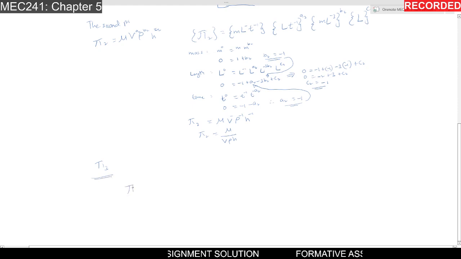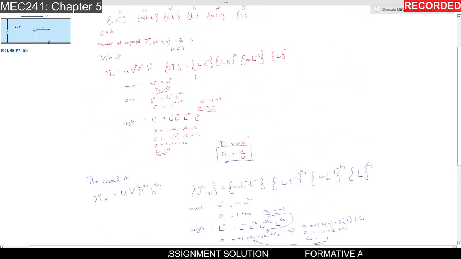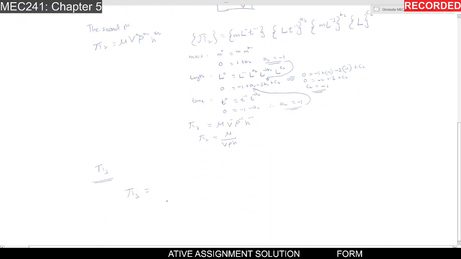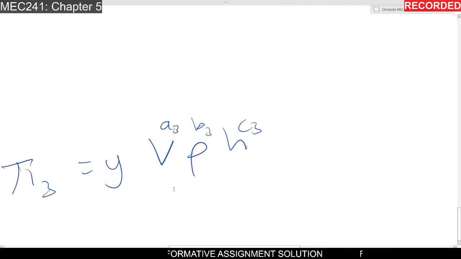So the pi 3 here will consider the other variables that we left behind. So right now it is only y. We have done with the u, we have done with the viscosity, the mu right there. And now finally we have to consider the y. Okay, so you put y, v, rho, and h. So the same step, you put here a3, b3, and here c3.